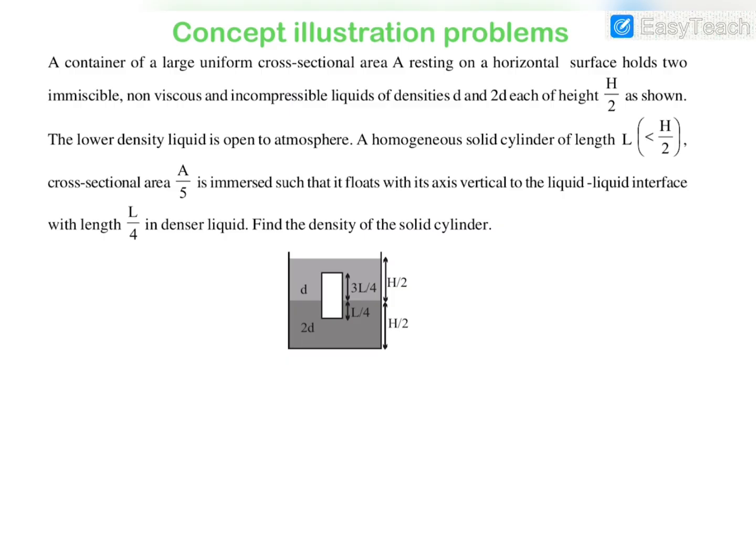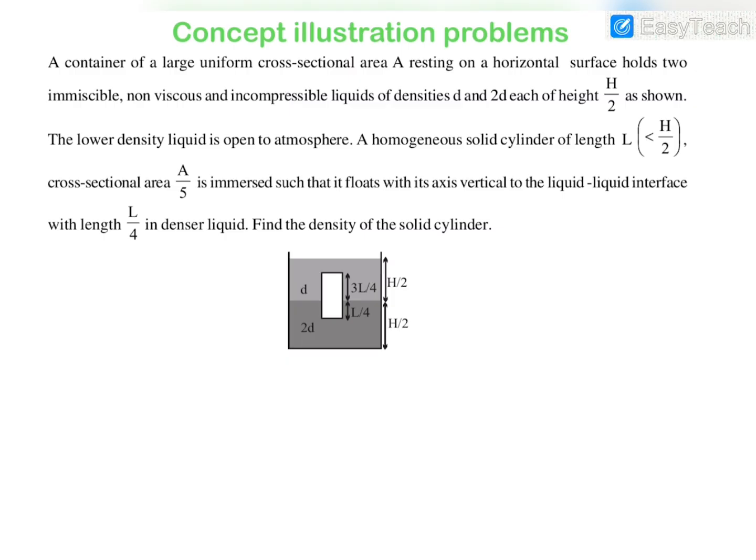So first of all, you can see that this is a container in which there is a liquid of density D. It is filled over another liquid of density 2D. And on the interface of both liquids, a solid is floating whose length 3L by 4 is in the upper liquid and whose length L by 4 is in the lower liquid. So we can say that 3V by 4 volume of this solid is in the upper liquid and V by 4 volume of this solid is in the lower liquid. This solid is also in equilibrium, and we have to find out the density of this solid.